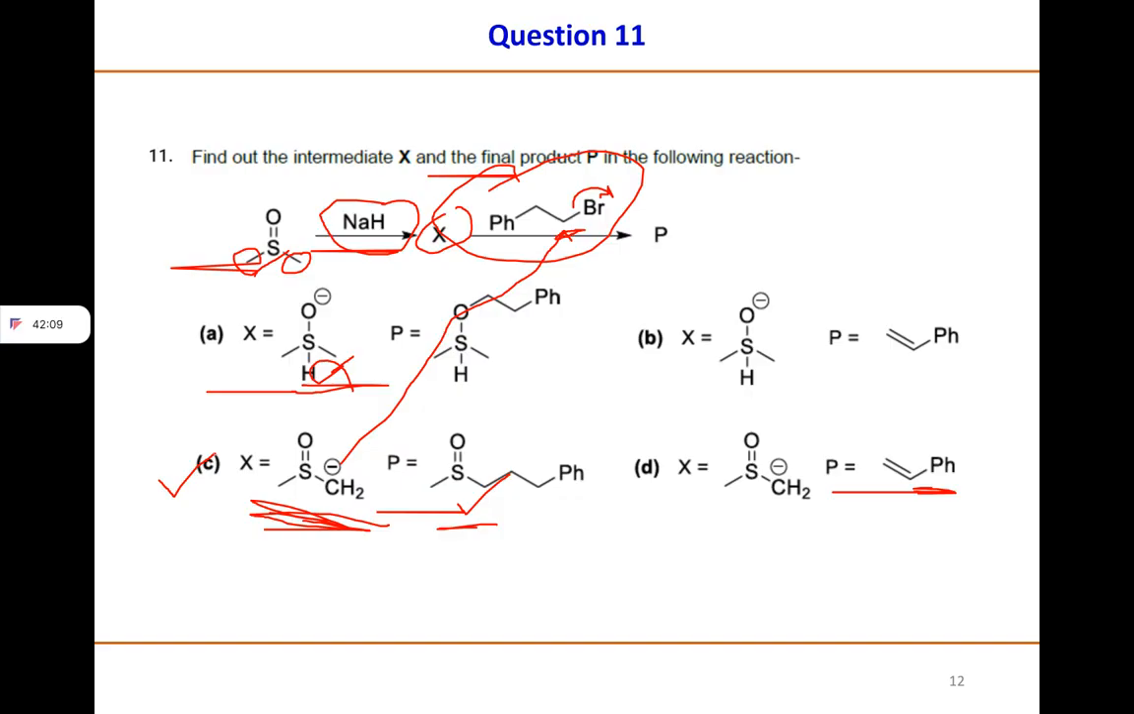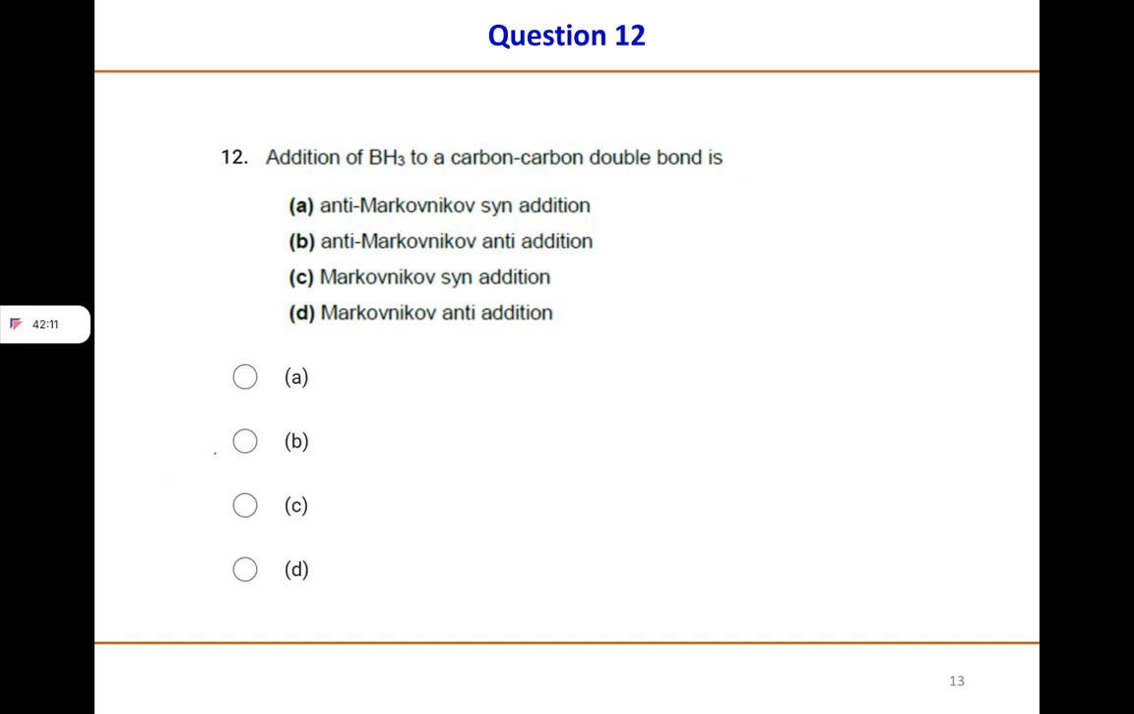Okay. Next, addition of BH3 to a carbon-carbon double bond is... When we have the carbon-carbon double bond this way, if we add BH3, which is borane, what will happen? It will add on this olefin this way.